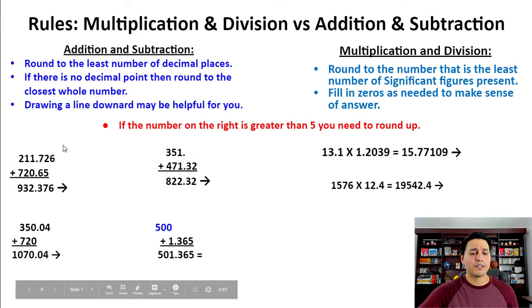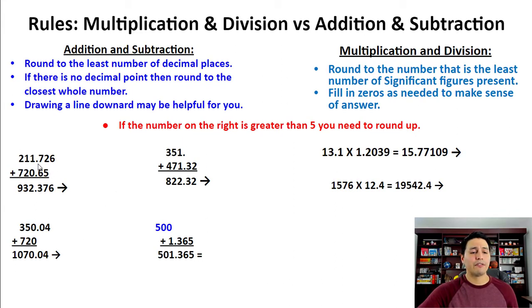First, focusing on addition and subtraction. Over here, you're going to notice that we have 211.726 plus 720.65. Notice, we only have 2 decimal places here, and here we have 3. In this case, I'm going to choose the smaller number, which is 2. So my final answer can only have 2 decimal spots past the decimal point. In this case, I'm going to stop at the 7. Now I need to look to the right to see whether I round this number up or keep it the same. In this case, it's greater than 5, so I'll round it up. So my final answer is going to be 932.38.